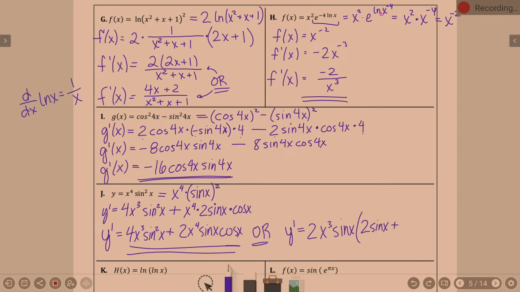plus x cosine x. Okay, so not really anything you can do there.